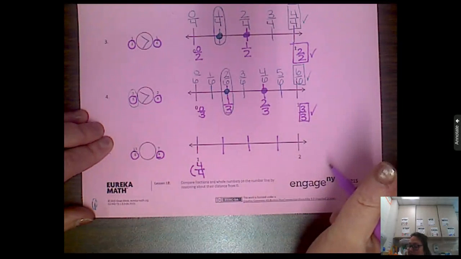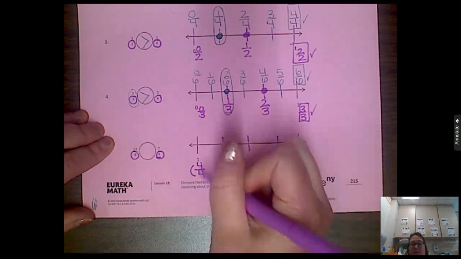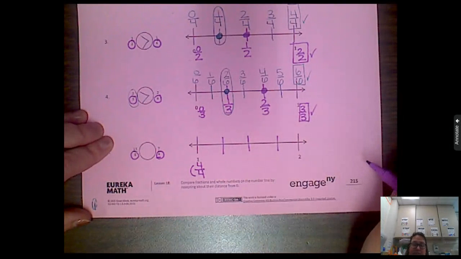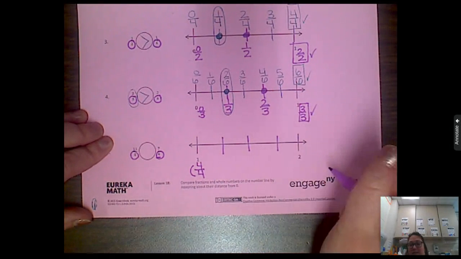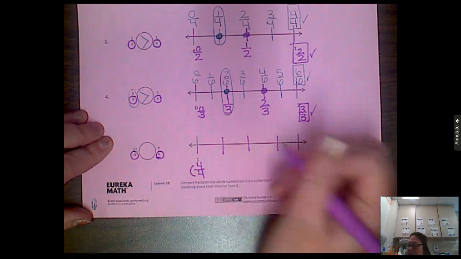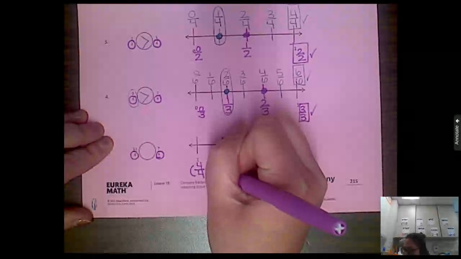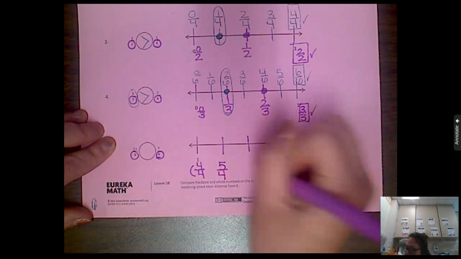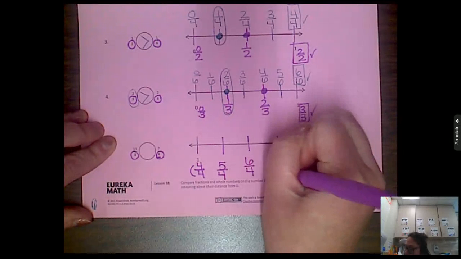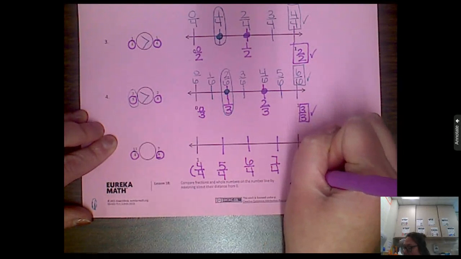So let's keep labeling. You want to pause it and finish labeling. So once we have the first one done, that's pretty much the hardest part, and then it's easier just to keep going from there. Okay, so if you want to pause it and finish, you can. Make sure to check when you get to the whole. 4/4, 5/4, 6/4, 7/4, and 8/4.